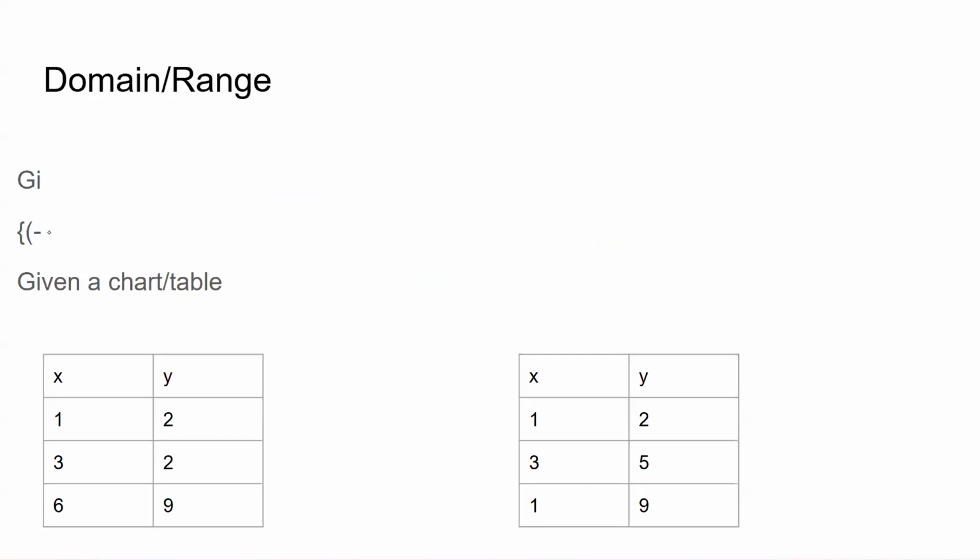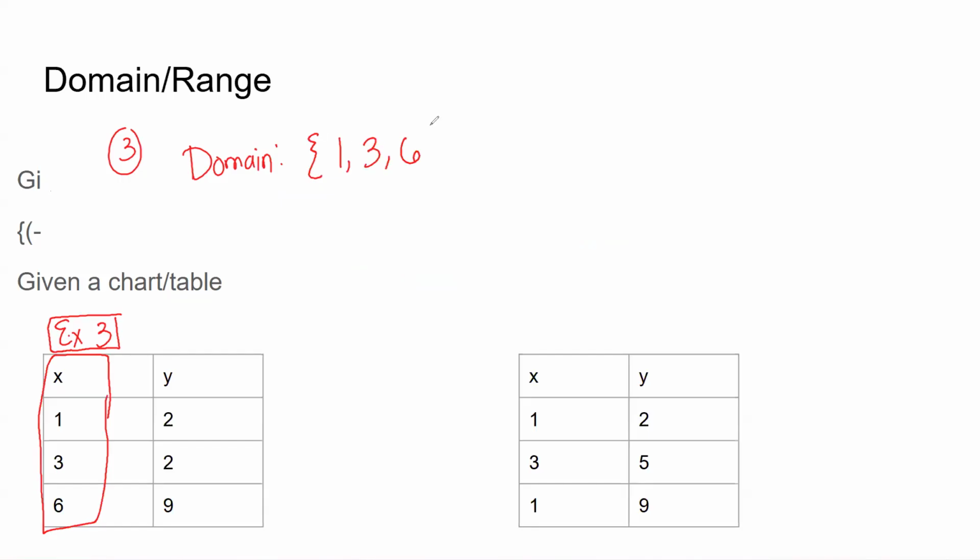All right, so let's look here at example 3. So our domain for example 3, just look down the X column. So squiggle, least to greatest, 1, 3, 6. So yes, they were already in least to greatest. That's nice. Range, just put your eyeballs down the Y column. 2, 2, 9. Oop, repeat. That's okay. Just write it once. So 2, 9. Done. That's it. Love a chart. It usually is very fast.